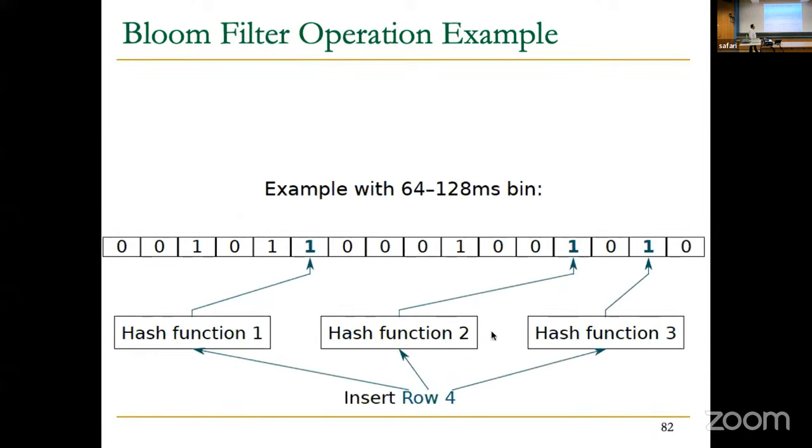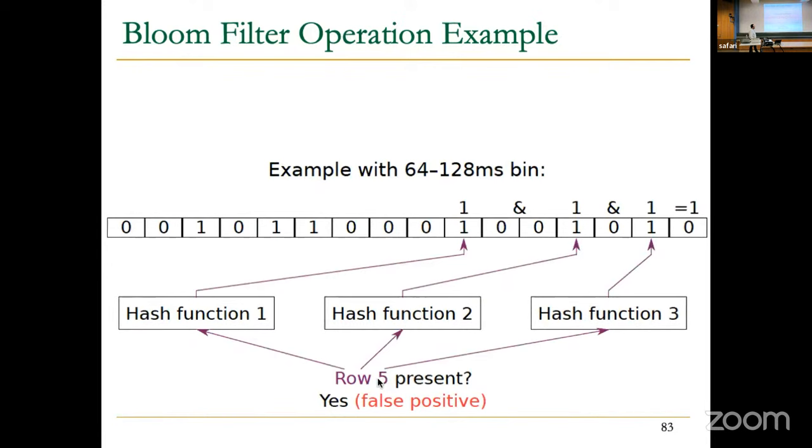Okay, when we also insert row four on top of that, it will map to some other bit locations and you will set those as well. And then let's say we test if row five is present here. We didn't insert row five at all, but when we run these hash functions, it happens that these indices are calculated and all of them correspond to bit locations where we have one as the bit. So as a result, you get one. And so this Bloom filter tells you that row five is a member of the set, but we didn't insert row five before. So this is a false positive. So there is wrong information here. And you need to be aware that Bloom filter can do this in your application.